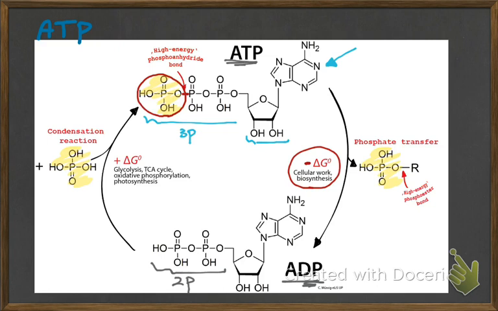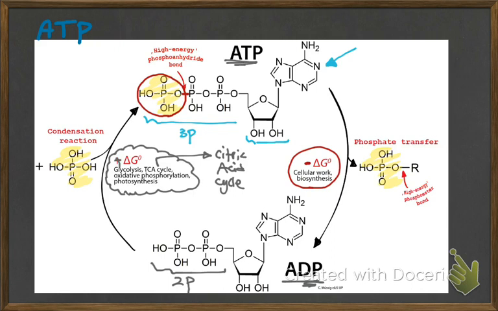It's really, really important for us to regenerate that ATP because all our cellular processes are dependent on the use of ATP. So we have to come up with some sort of processes in our body to regenerate that ATP. And indeed, we do that through these processes, which are glycolysis, the tricarboxylic acid cycle, which is the same thing as the citric acid cycle, oxidative phosphorylation, and photosynthesis.